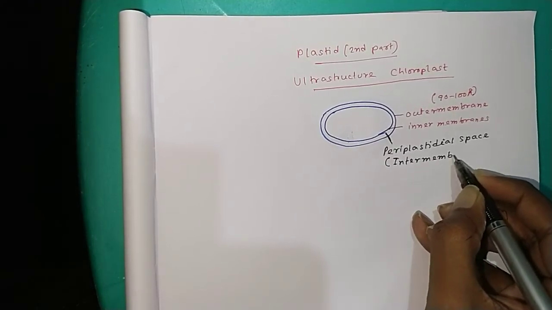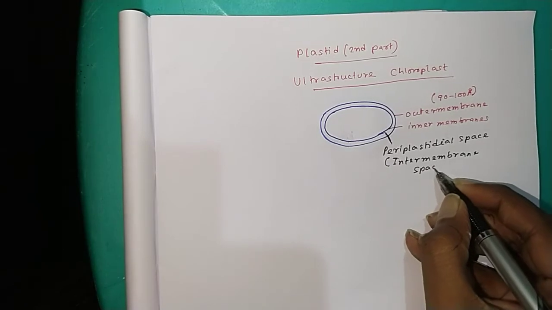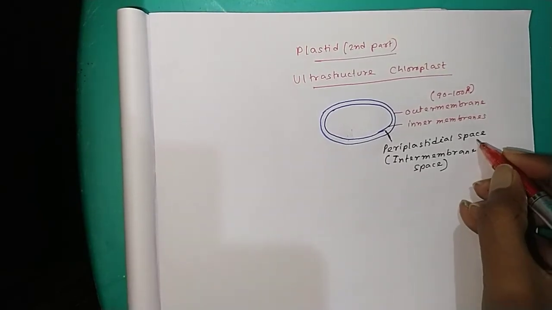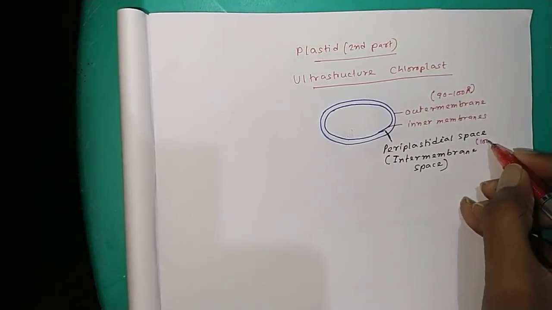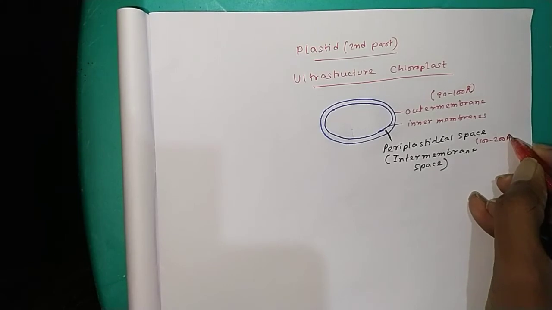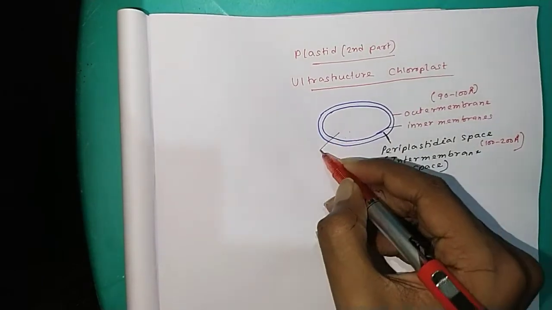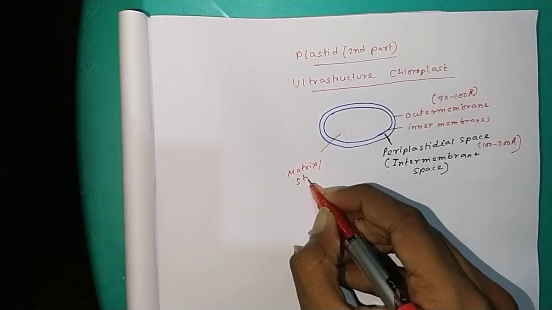So you can see this is called the intermembrane space, and the thickness of this space is somewhat 100 to 200 angstrom. Okay, now let us talk about the internal structure. First let us talk about the matrix. This matrix is also called the stroma.